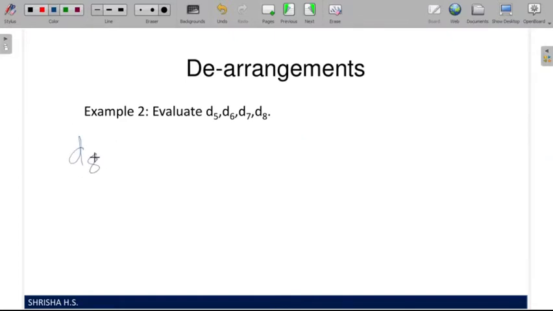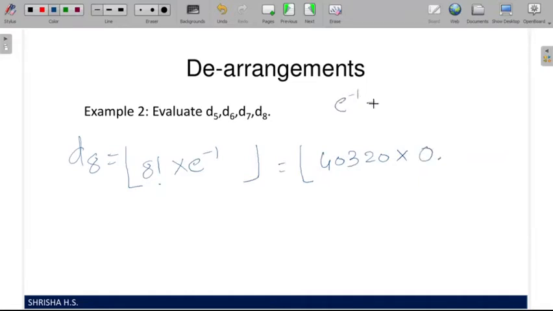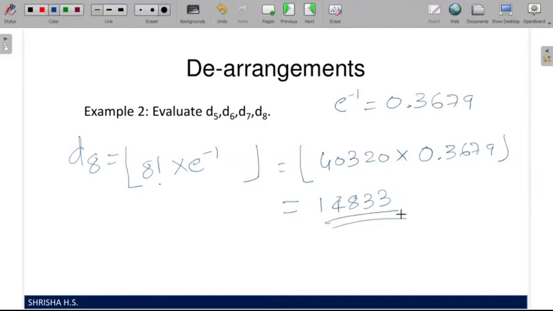D8 we can also do the same way: the floor value of 8 factorial multiplied by e to the power minus 1. If you remember, you can directly take 40320 multiplied by 0.3679, which equals 14833. So this will be D8. This is about example 1.